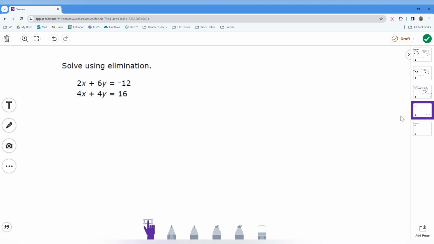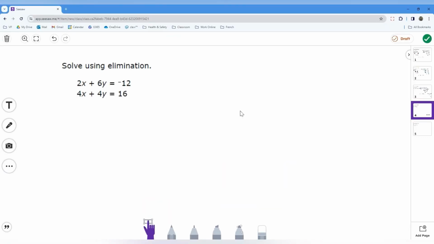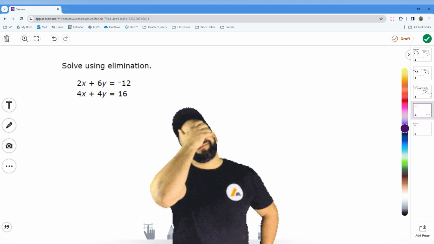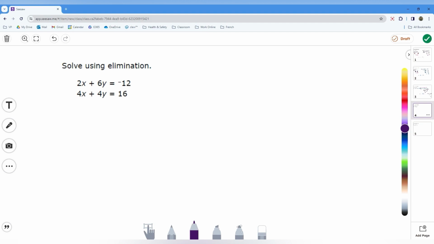Let's try one more like that. Once again, we notice I do not have the same leading coefficient in front of the x's or the y's. So I can change one of these. I can't make a 4 become a 2. Well, actually I could. I could divide both sides by 2. I'm going to choose to multiply the first one by 3.